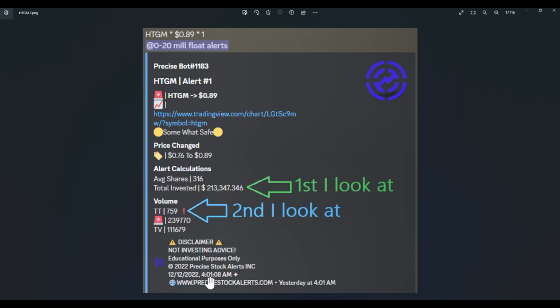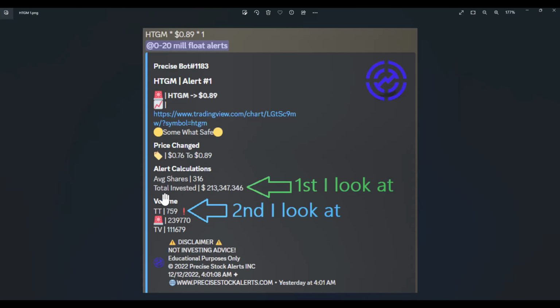From whatever time the alert comes in, it's 60 seconds prior to that. So from 4:00:08 a.m. until 4:01:08 a.m., there was $213,347.34 cycled through HTGM. That's the last 60 seconds. So when an alert comes in, the first thing I look at is total invested right in the alert calculations area.